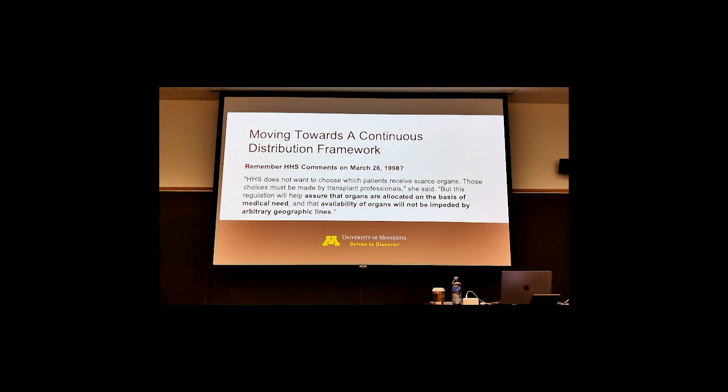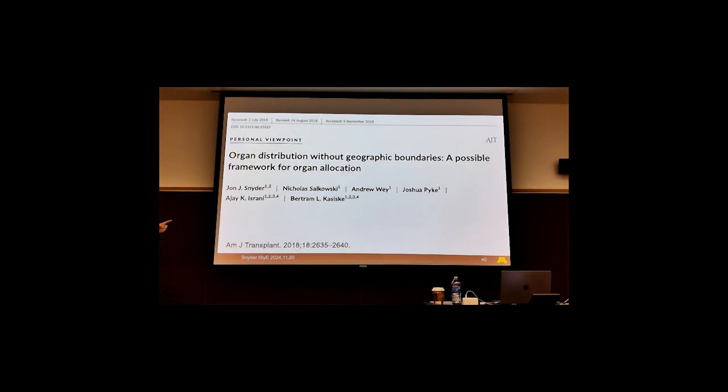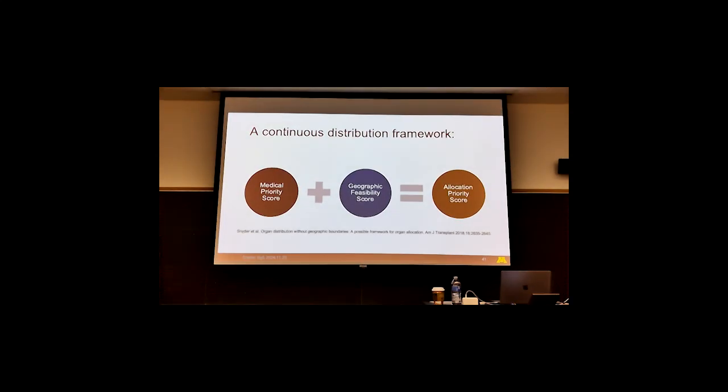And so we started putting our heads around this problem when these lawsuits came out, and we published this paper. This is our team at Hennepin here. Organ distribution without geographic boundaries, a possible framework for organ allocation. We hadn't used the term continuous distribution yet, but that is what it's called today. Okay, so we basically said, look, this is a pretty simple problem, right?